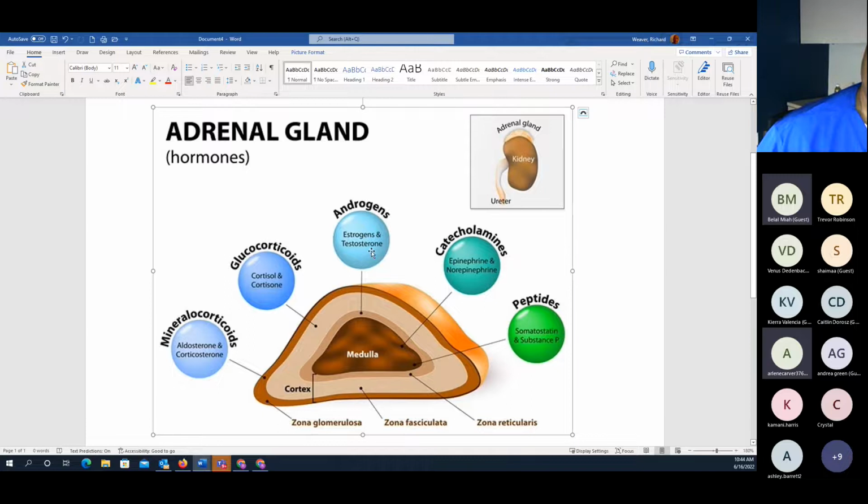All right. Now, if we look at the androgens, that's estrogen and testosterone. If you're producing too much of the hormone ACTH, that means that androgens are going to be high as well. And so then you have to start thinking about these secondary sex characteristics in males and females. For example, females may begin to grow hair, right?